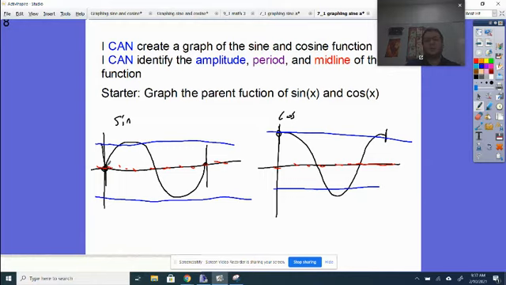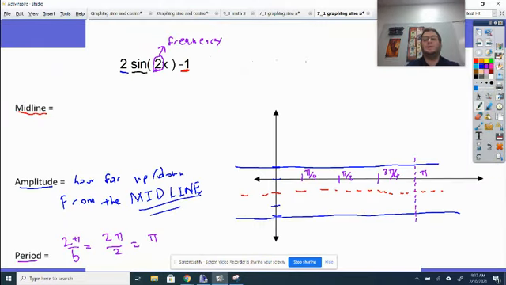Okay, so I would start at the midline, go up to the amplitude, come back down. This kind of looks like that halfway point that we put there a second ago. Go down, come back up. And then these peaks and valleys are the half of the half points. Okay, so that's where those are coming from and why we want to include those.